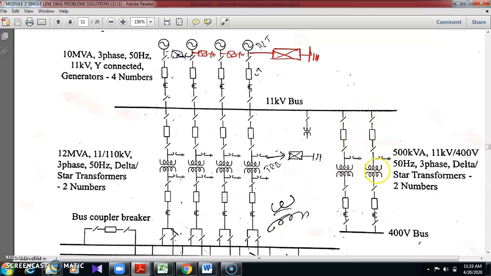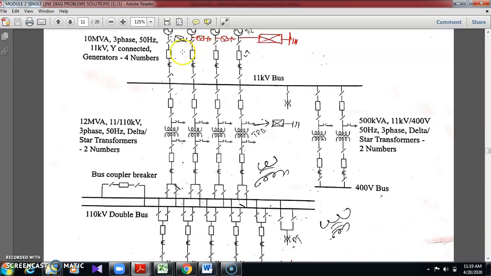Okay, this is what an auxiliary transformer is: 11 kV bus bar, 400 volt step down. So step down, then we are getting a 400 volt bus bar. Okay, and this is the simple diagram. So once you draw this full section, the remaining you just have to copy paste.